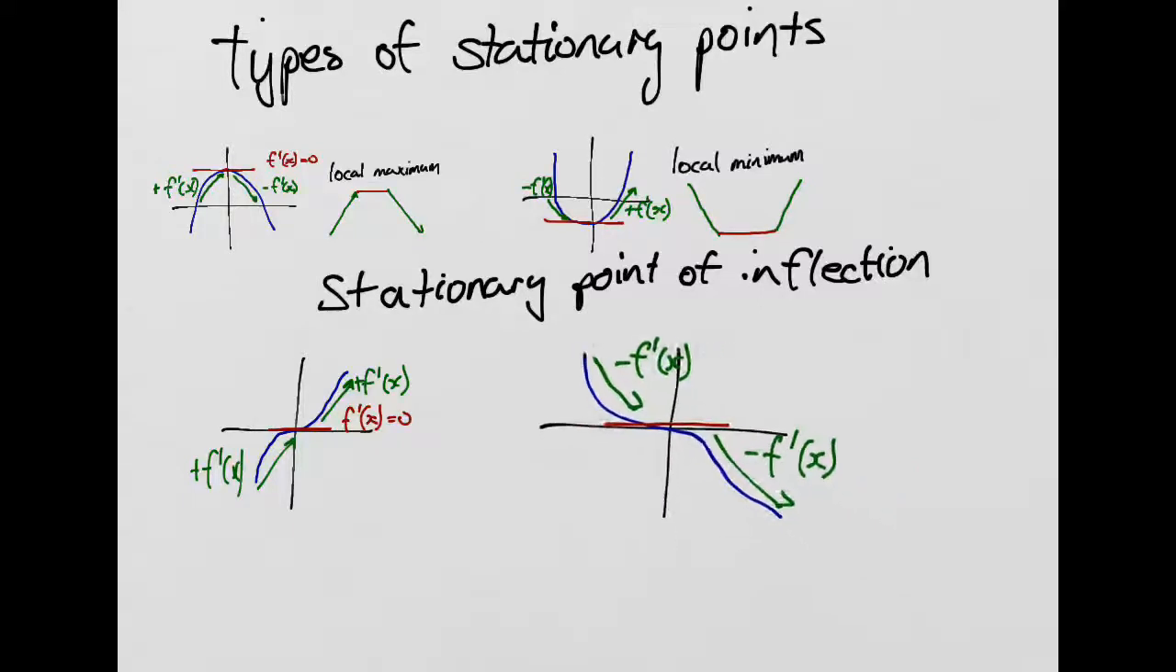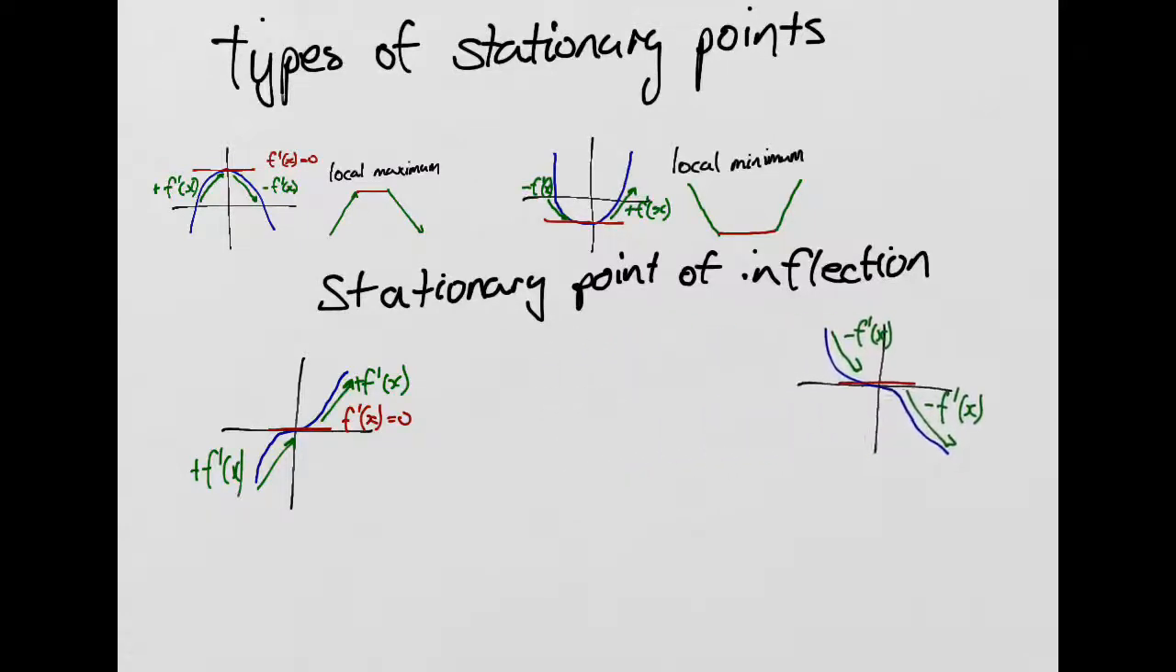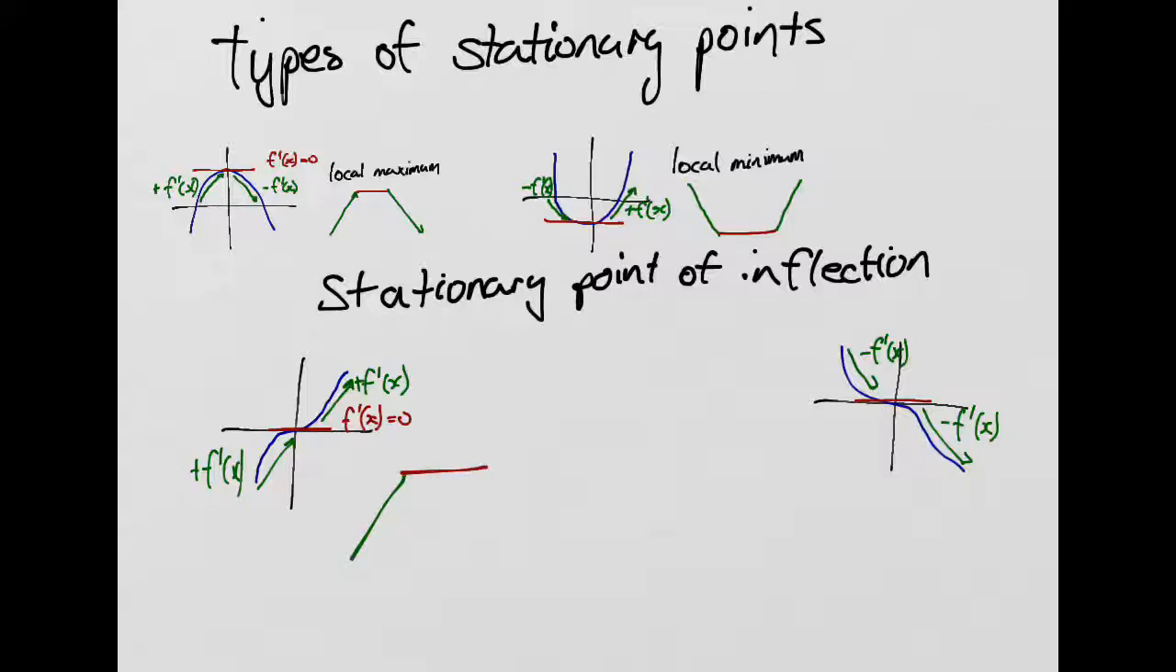They come from the fact that we have the same sign before the stationary point and after the stationary point. Those are our three types of stationary points. So these stationary points and their classification, whether it's a local minimum, a local maximum, or a point of inflection, help us draw graphs. So let's look at doing that.